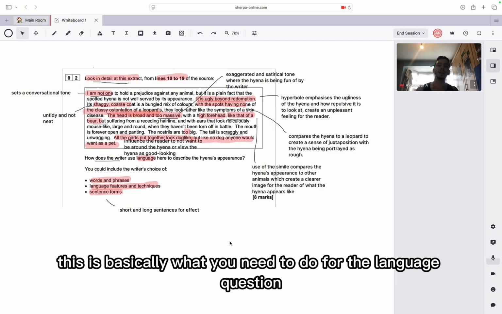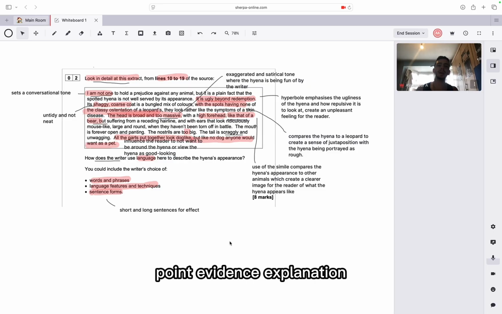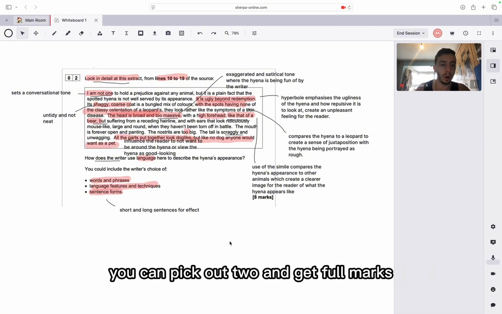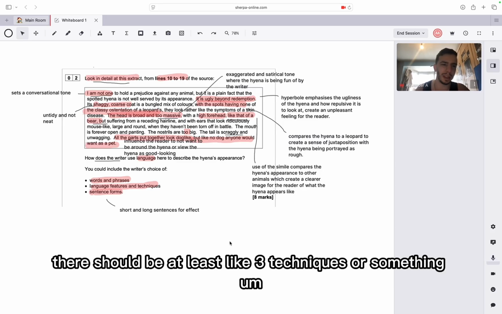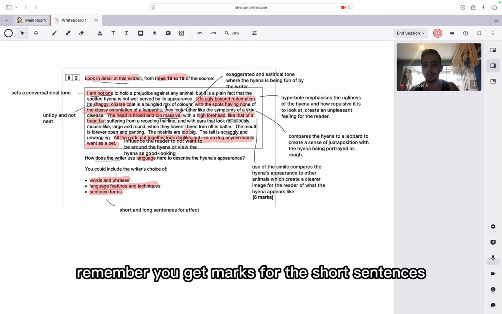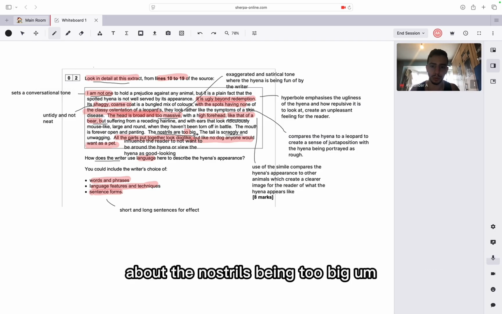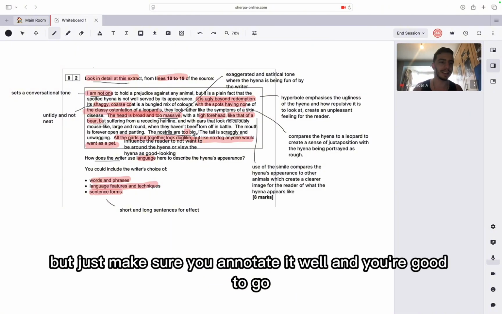And yeah, this is basically what you need to do for the language question. You only need to do 2 paragraphs, okay? Point, evidence, explanation, analysis, and that's it really. You should pick out about 3 techniques or 4. You can pick out 2 and get full marks, but you just need to explain them really well. But ideally in an extract of 9 lines, there should be at least 3 techniques. Remember, you get marks for the short sentences, so you could have also picked up on the short sentence just here about the nostrils being too big. So it's up to you how you get the marks, but just make sure you annotate it well and you're good to go.